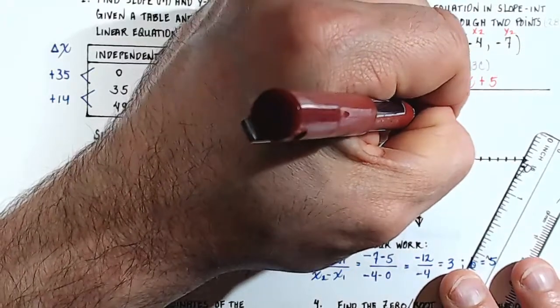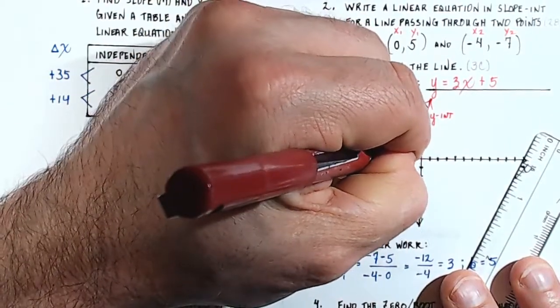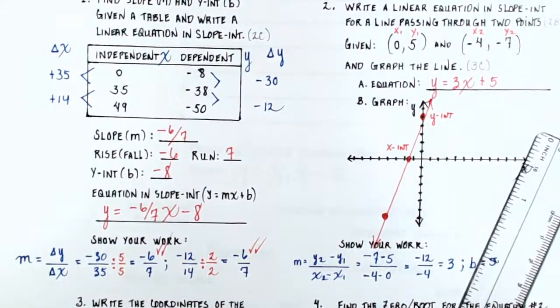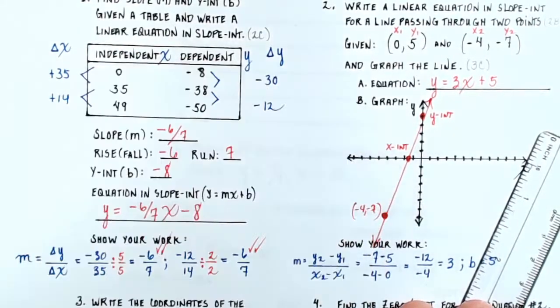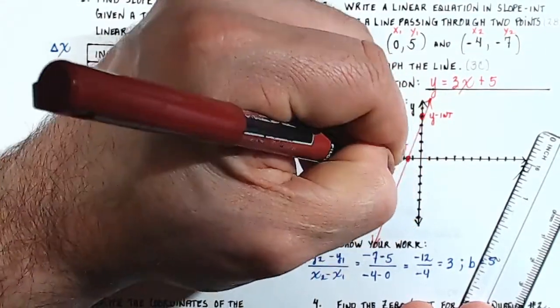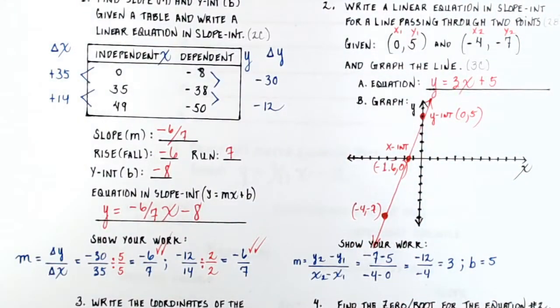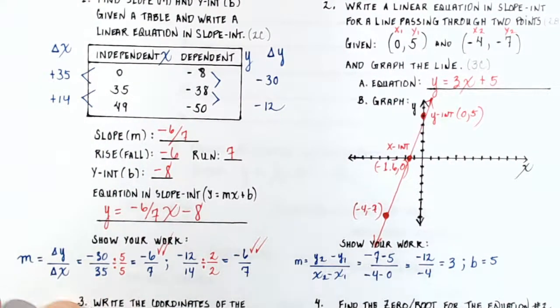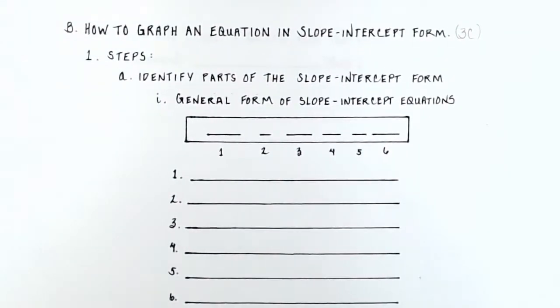And let's label these points. This is the y-int. This is the x-int. And this is just a point out here, negative 4, negative 7. And we want to label our x-int. Remember that was negative 1.6 repeating, 0. And our y-int, 0, 5. So you label all your points when you draw a line on a graph like this. Okay, so we've done all 4 of the warm-up problems, and we're ready for the new material.